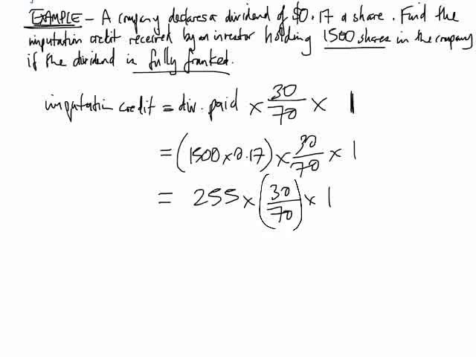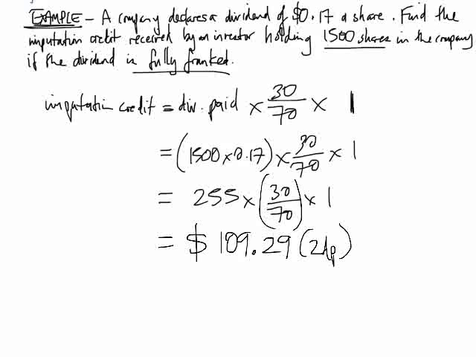Then times it by 255, then times it by 1, so you would get the answer of 109.29 to 2 decimal places. So that's what the imputation credit would be if it was fully franked.